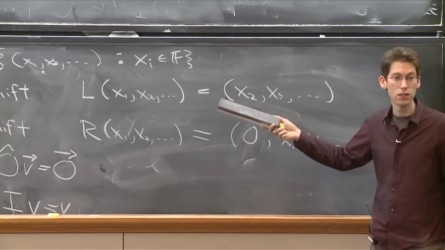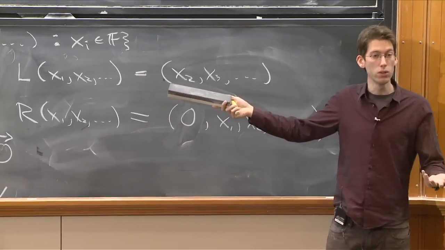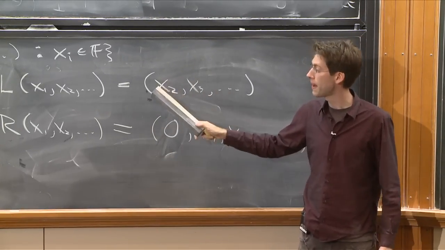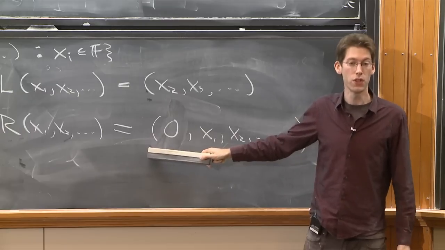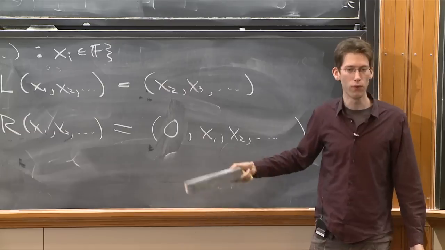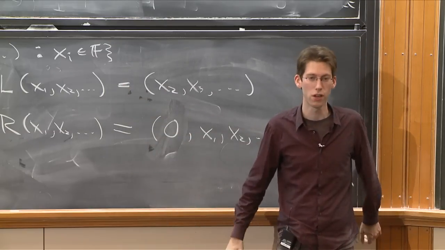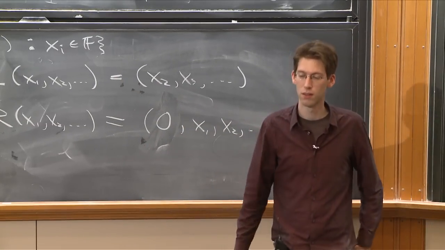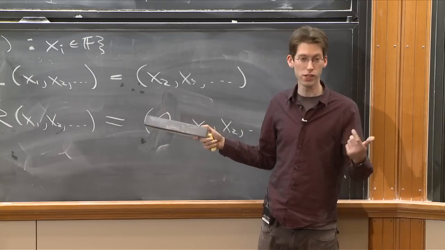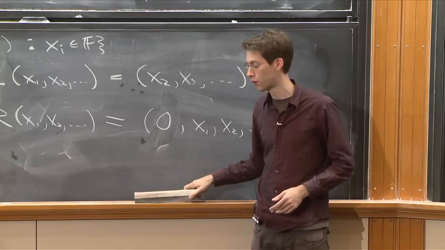For right shift, the null space is only 0 itself. And what about for left shift? What's the null space here? Yeah? Where the string of zeros following it. Right. Any sequence where the first number is arbitrary, but everything after the first number is 0.